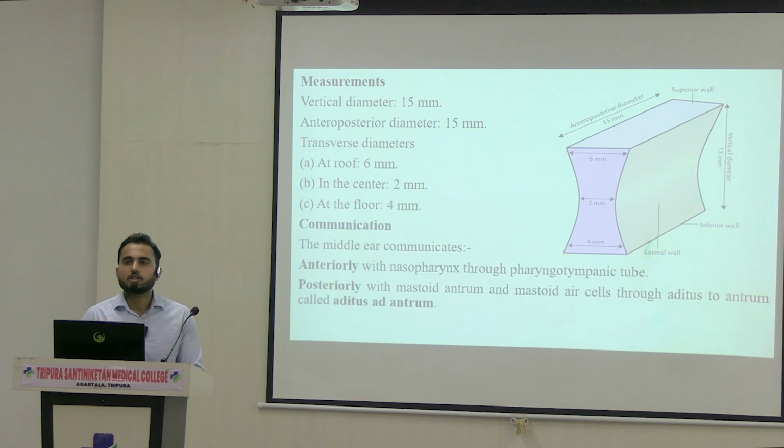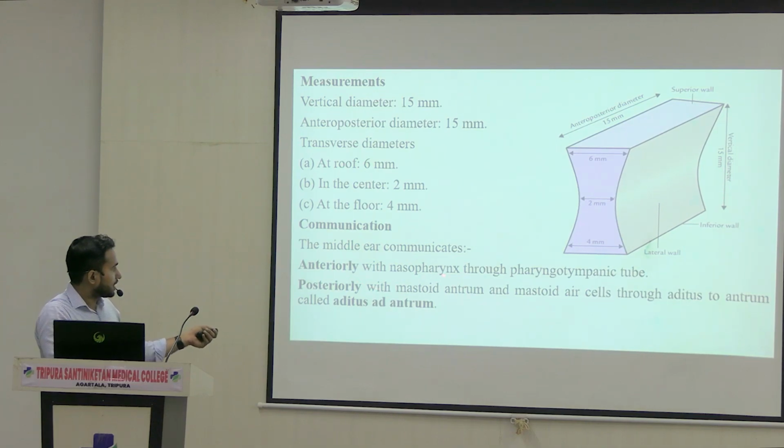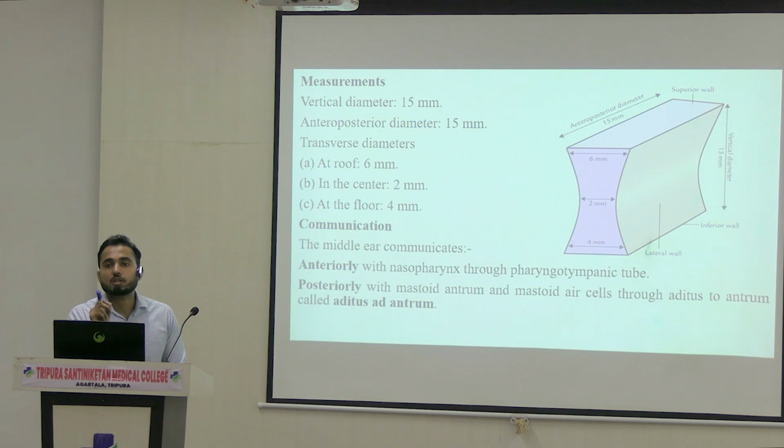So in case of the auditory tube, the major communications are present on the anterior aspect and on the posterior aspect. ठीक है, सामने और पीछे दो communications होता है. So as you can see, anteriorly with the nasopharynx. At the starting of the class, I asked you, do you remember the features of the nasopharynx? That's why I asked. Because ये जो middle ear cavity है, anteriorly it is communicating with the nasopharynx. Through which part? The auditory tube, also called the pharyngotympanic tube.